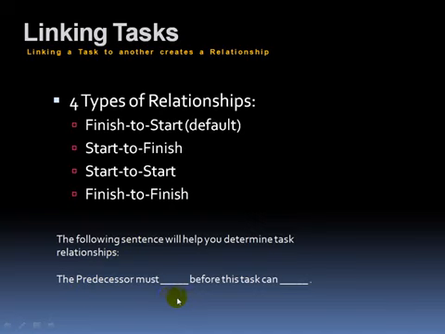This will help you determine the task relationships. So when you connect your tasks, you're going to ask yourself, the predecessor, or the task before the one I'm looking at, must what? Before this task can what? So for example, the predecessor, the task before this, must finish before this task can start, which is probably the easiest concept of a relationship between linking tasks, as I just described a minute ago.